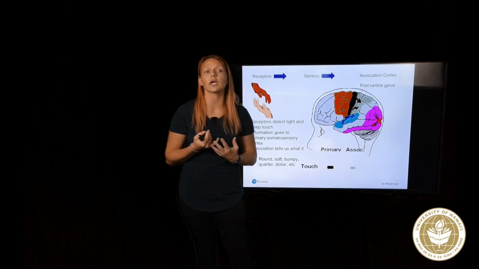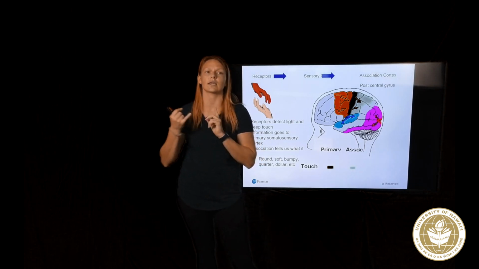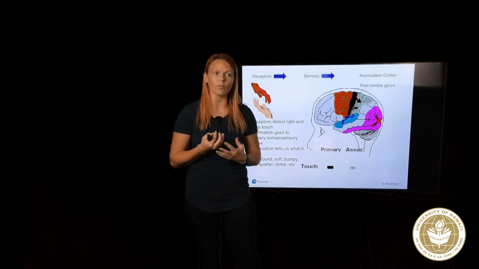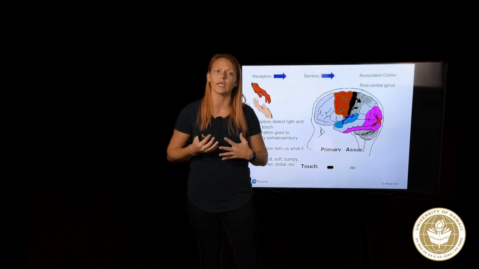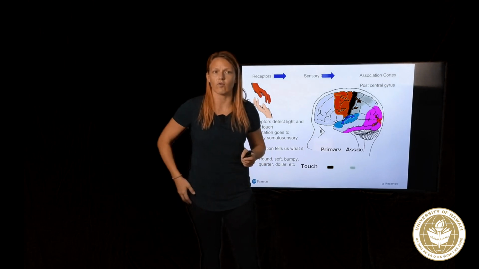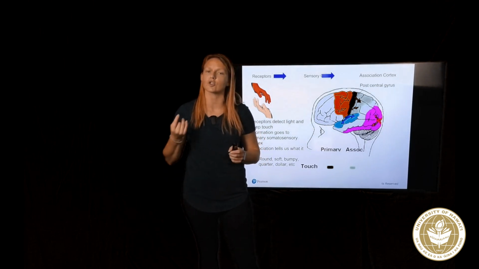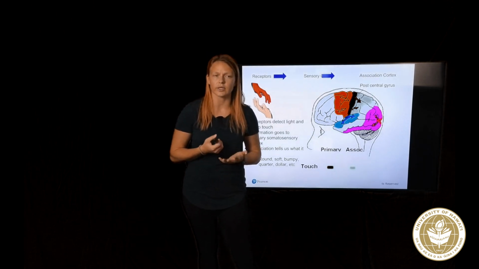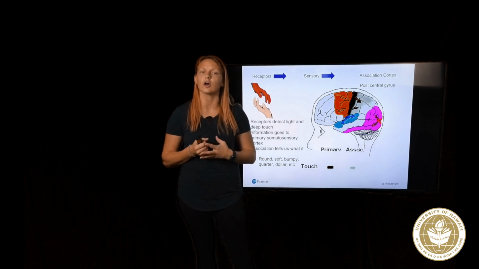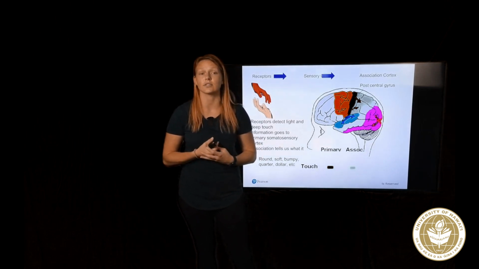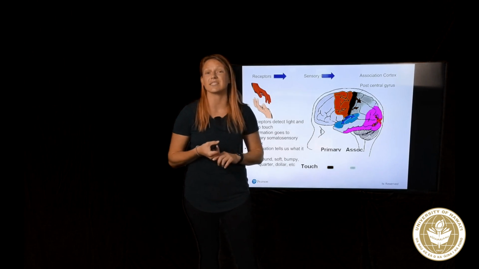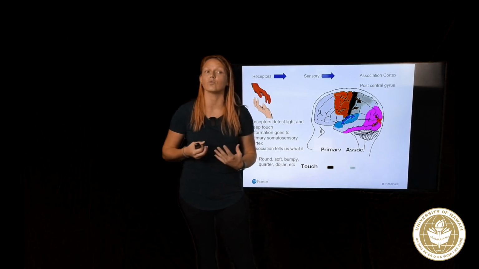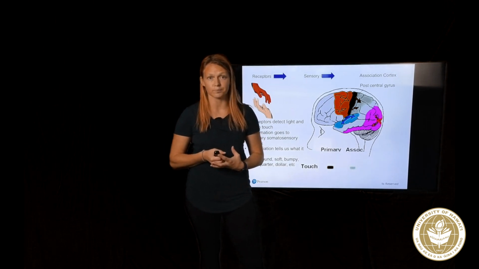And our association area is going to help us understand things like the size and texture of whatever it is that we are touching. So when the association area is working, you can reach into your pocket, if you have a pocket full of coins, and you can tell which coin is a quarter, a nickel, or a dime. And damage to the somatosensory association area on that parietal lobe behind the primary somatosensory cortex is going to leave sensitivity to touch unaffected, but it disrupts the ability to recognize objects by touch.